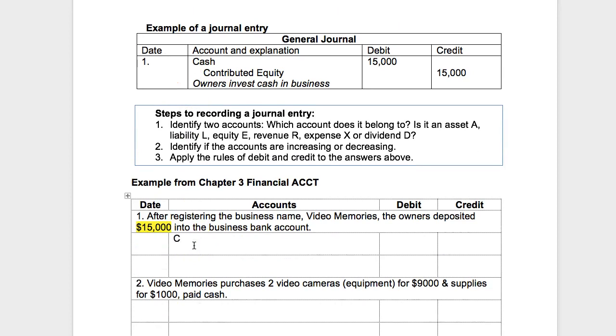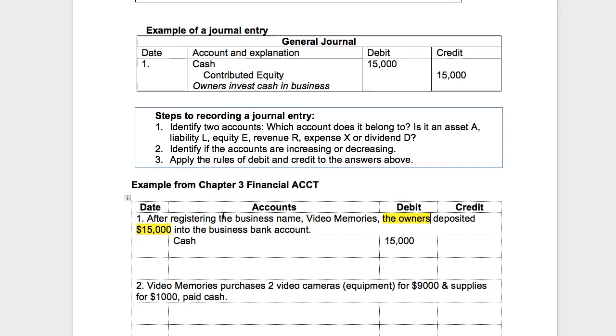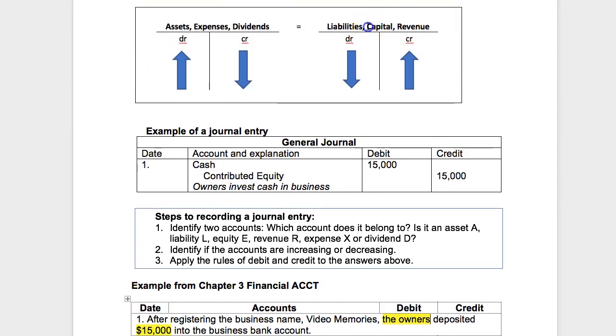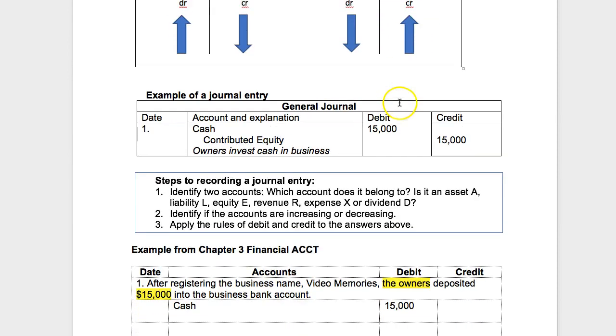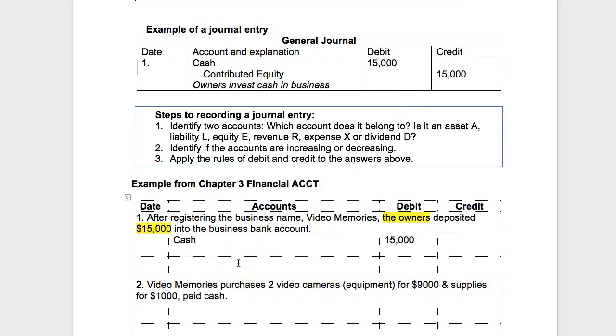I'm just going to type this with you. If you have a copy of this question, can you do it along with me? So cash is increasing. I put that into the debit. And I know underneath is going to be my credit, and we need to figure out, where did the cash come from? The cash has come from the owners. So this means the owner's equity in the business will increase. So have a look at the rules. Capital or owner's equity is increasing, and that is your credit. This is your contributed capital.